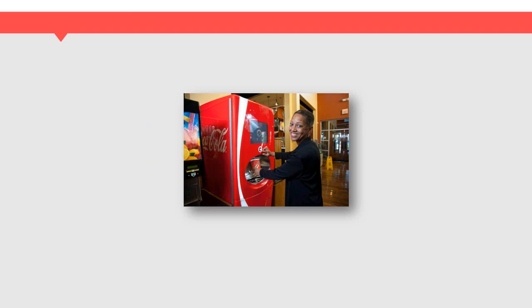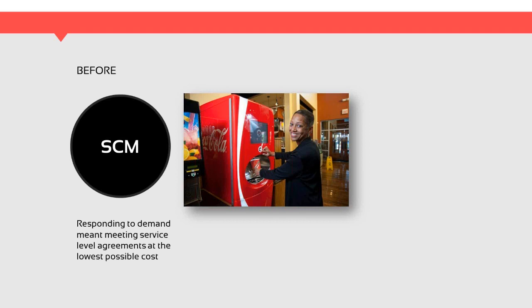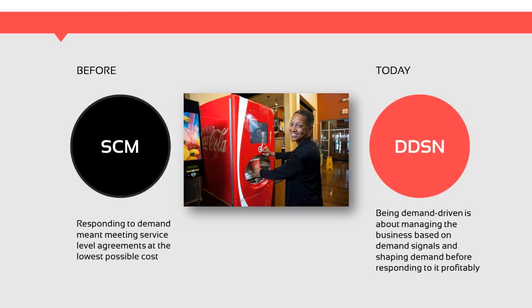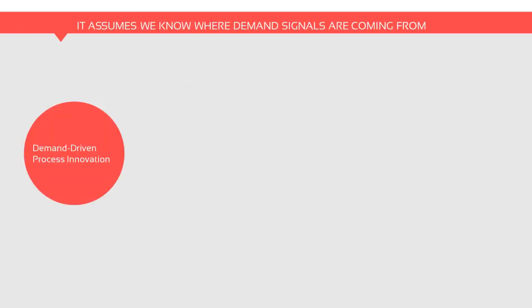Companies that are very good at managing some of those signals are making the transition from traditional supply chains that are just responding to demand by meeting service level requirements at the lowest possible cost, to networks that are managing the business based on demand signals and shaping demand before they respond to this demand in a profitable way.